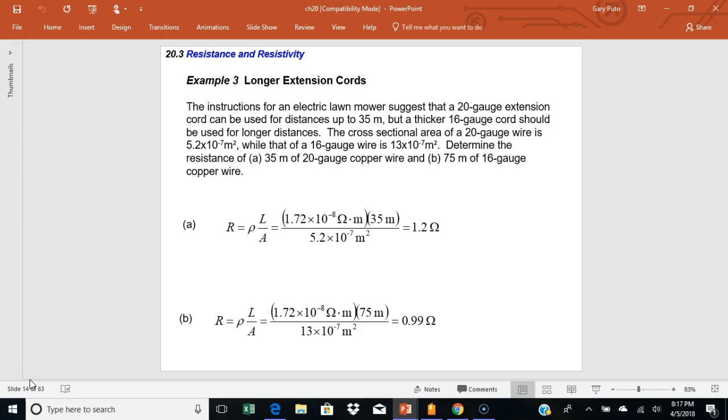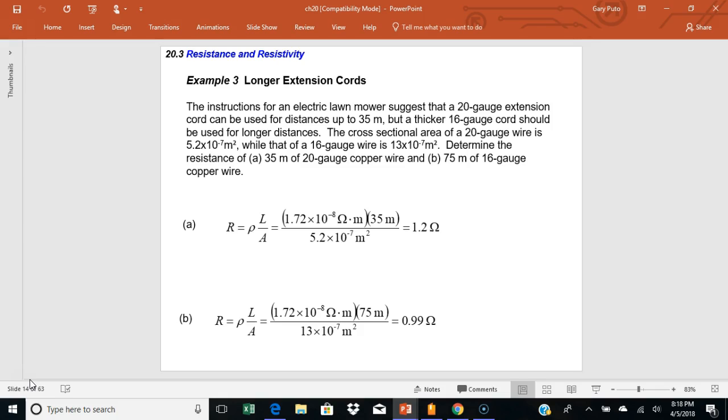Now 16 gauge copper wire. Notice 16 gauge copper wire is a thicker wire. Its area is 13 times 10 to the minus 7 versus 5.2. So the resistance of the 16 gauge copper wire for 75 meters worth is 0.99 ohms.